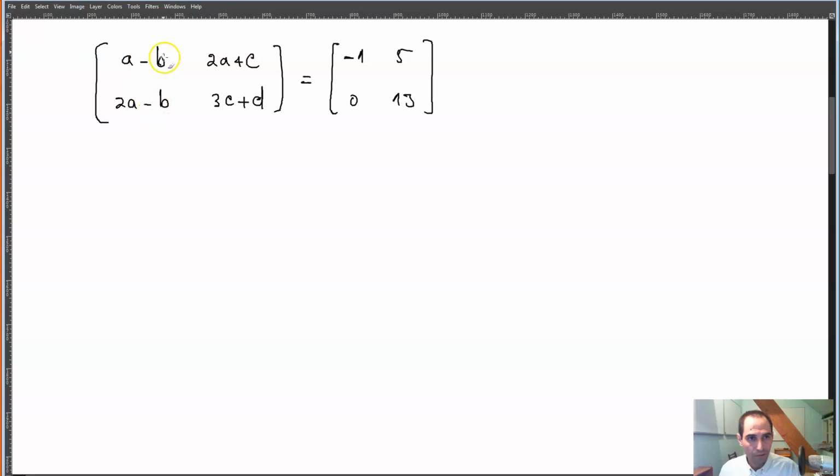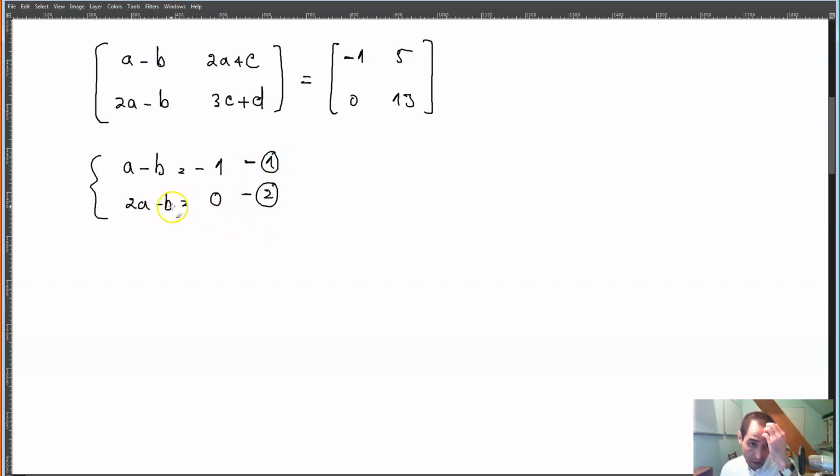Now, I can find a and b from these two. And then if I find a and b, then I can find c over here as well. Because if I have a, then I can solve for c. If I have c, then I can solve for d here, and then the problem will be solved, right? So I can write a minus b is equal to negative 1, and 2a minus b is equal to 0, right? Call it, for example, 1 and 2.